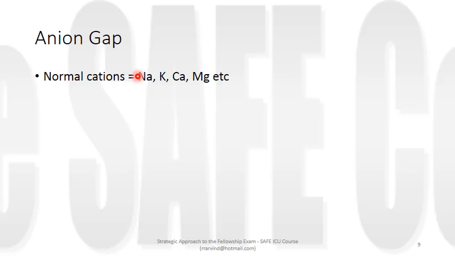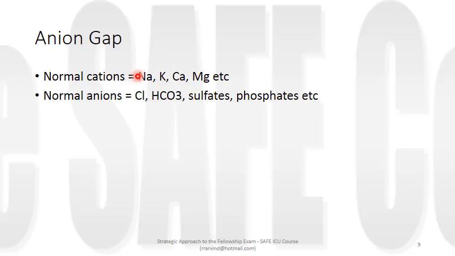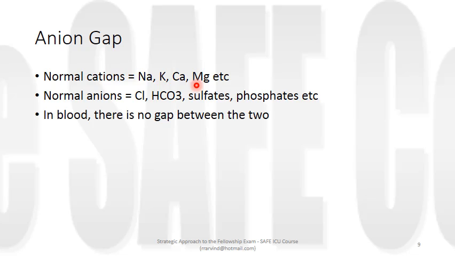First of all, we'll try to understand what this anion gap is all about. In the blood, there are normal cations and there are normal anions. The cations include sodium, potassium, calcium, magnesium, and so on. The normal anions include chloride, bicarb, sulfates, phosphates. I haven't mentioned albumin here, which is also an anion. And in you and me, in the blood, there's actually no gap between the cations and the anions. Imagine if there was a big gap between the two of them. Every time I touched you, I would get an electric shock. That doesn't happen. So our blood is actually electroneutral.